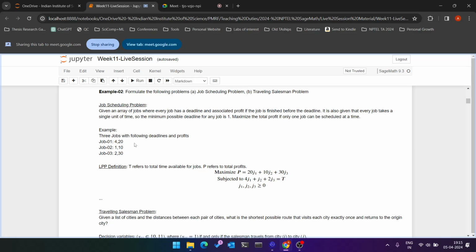Suppose we have 3 jobs with the following deadlines and profits. Job 1 has a deadline of 4 units of time, say 4 minutes, and a profit of say $20 if it is completed within 4 minutes. Job 2 takes say 1 minute and gives $10 as the profit if completed before that deadline, and job 3 has a deadline of 2 minutes and yields a profit of $30 if completed within that deadline.